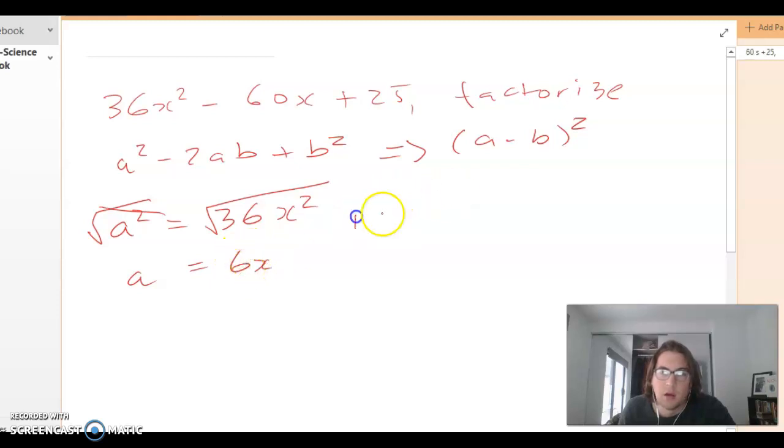Okay, I can do the same thing with b. I know that b squared is equal to 25. Okay, and that means that b will be equal to 5.